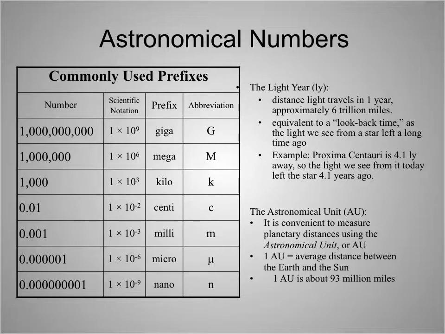But even that is not a big enough measure if you're trying to talk about the distance between stars. In that case, we tend to use something called the light year, which is defined as the distance that light can travel in 1 year, which turns out to be about 6 trillion miles. Even with such a large distance unit, it's still 4.1 light years before we can get to the nearest star.